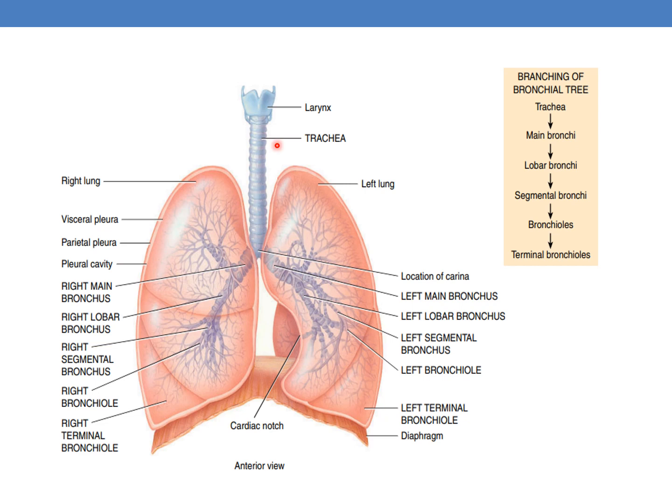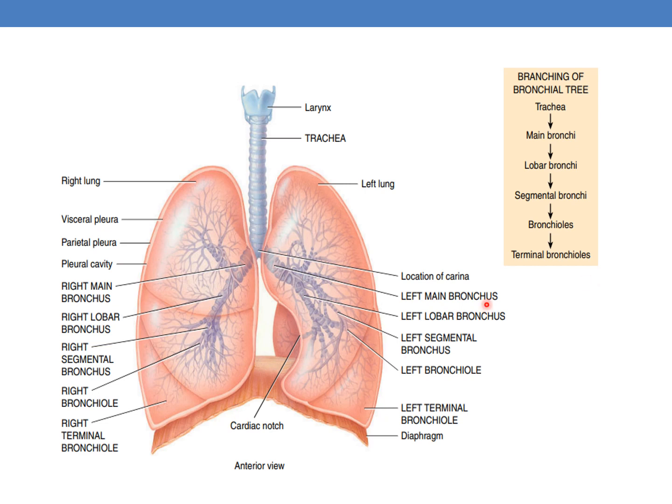Here you can see the trachea, and at the level of the fifth thoracic vertebra, the trachea divides into the right main bronchus and left main bronchus. The main bronchus again divides into lobar bronchi, the lobar bronchi divide into segmental bronchi, the segmental bronchi divide into bronchioles, and finally the bronchioles divide into terminal bronchioles.